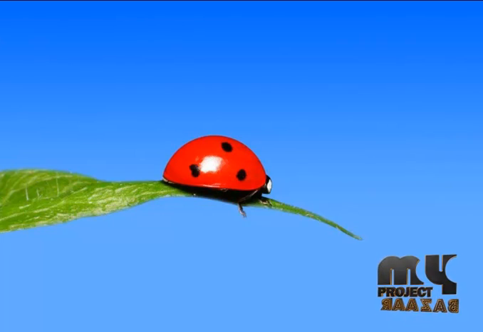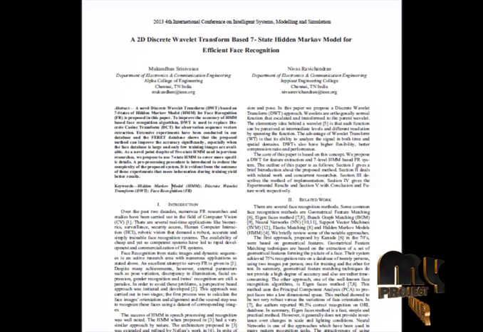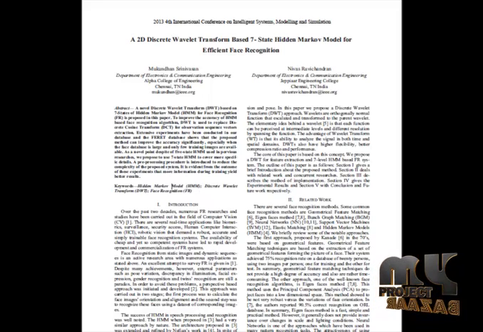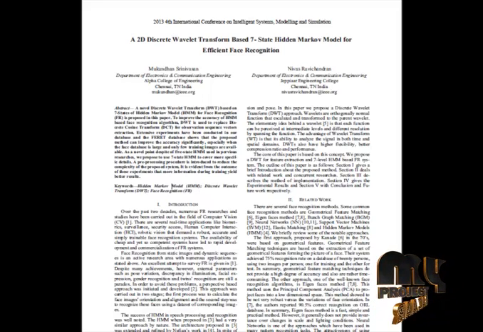Now let's see about your 2D discrete wavelet transform based 7-state hidden Markov model for efficient face recognition. Now let's see about this abstract. In this paper, it provides the unique recognition of face by the use of HMM. HMM stands for hidden Markov model. It is a finite set of states, each of which is associated with a probability distribution. Transitions among the states are governed by a set of probabilities called transition probabilities.